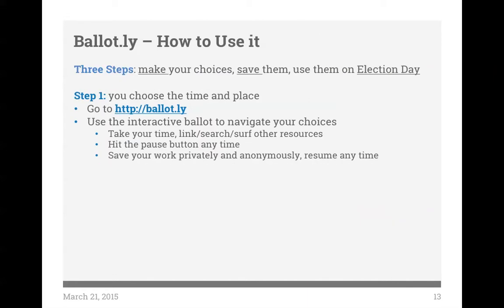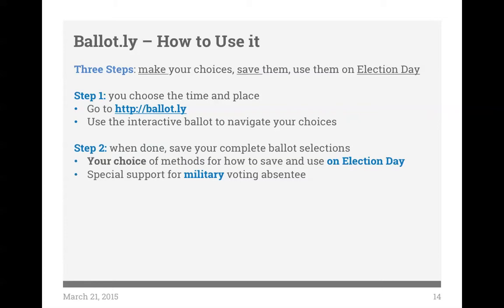Now, the 3 steps for using it start with choosing the time and place of your own choice to go to BallotLy on the web, and using the interactive ballot to navigate your choices. You take your time. You can look at other resources, whether they're linked to from BallotLy or whether you search or surf to them. The whole web is at your fingertips, and you can hit the pause button at any time, save your work privately and anonymously, and then resume at any time. When you've completed your selections and you want to save them, you make your choice of what method to use on election day.